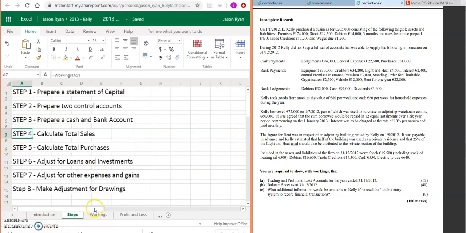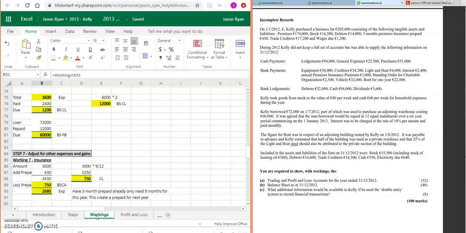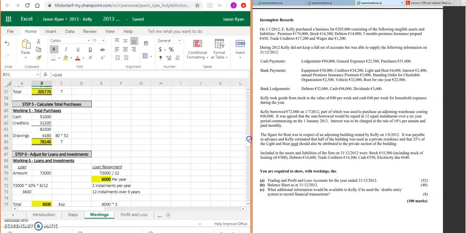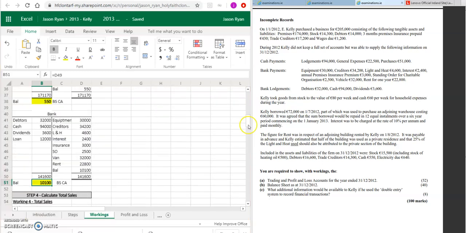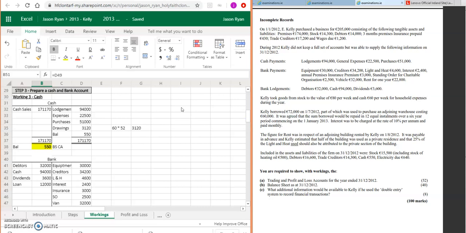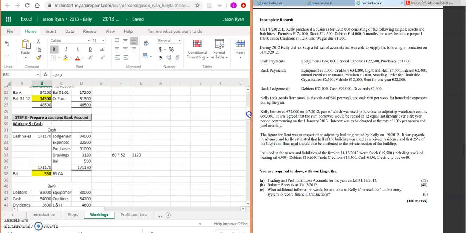Step 4, calculate the total sales. So your total sales is where you take your credit sales and add your cash sales. So in the question, we calculate our cash sales, because any money we have, or the money we get from sales, that's what we use to pay our expenses. So that's why these expenses are paid from the sales that we've actually generated in the business. So our cash sales is going to be 171,170.